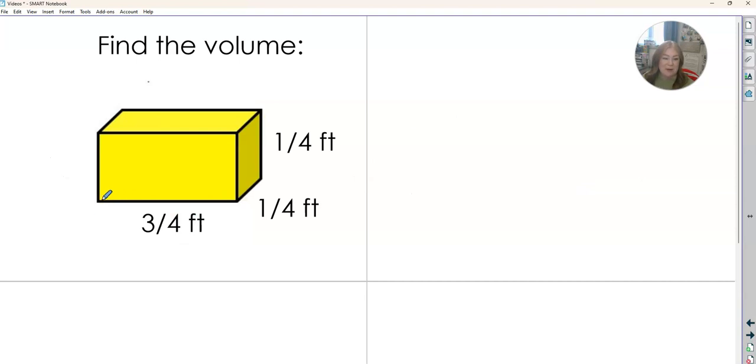Okay, our next problem, we have a length of 3/4. So we're writing this out times a width of 1/4 and a height of 1/4. So even though I can use a calculator, I'm still setting up my problem. And I think we can do the numerator in our heads. 3 times 1 is 3, times 1 is 3.